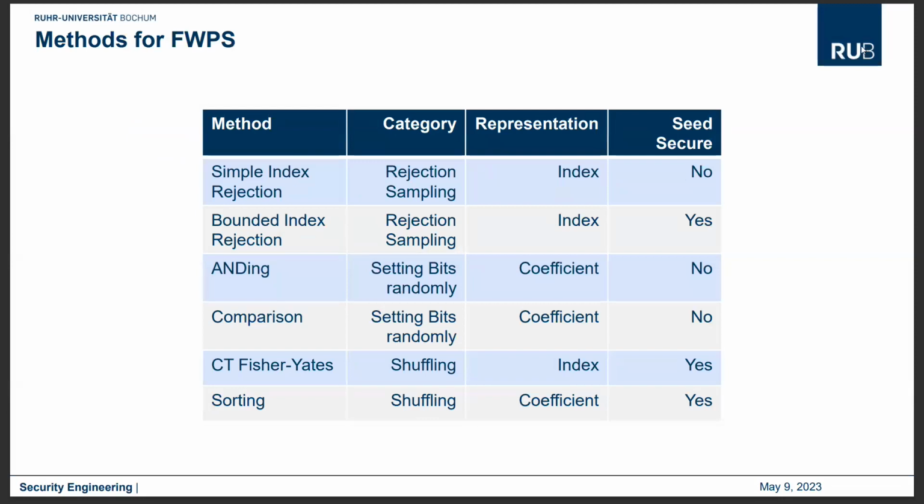So what are the methods that we can use for fixed weight polynomial sampling? There are basically six different methods, and we can put them into three distinct categories. The first category is rejection sampling. It outputs a polynomial in the index representation. The next category is what I call setting bits randomly. It works on the coefficient representation. And the last category is shuffling. It can work on either the index or the coefficient representation. And they also differ by what I call the seed security, which means whether it's possible to implement them in a way that the seed is not leaked via a side channel.